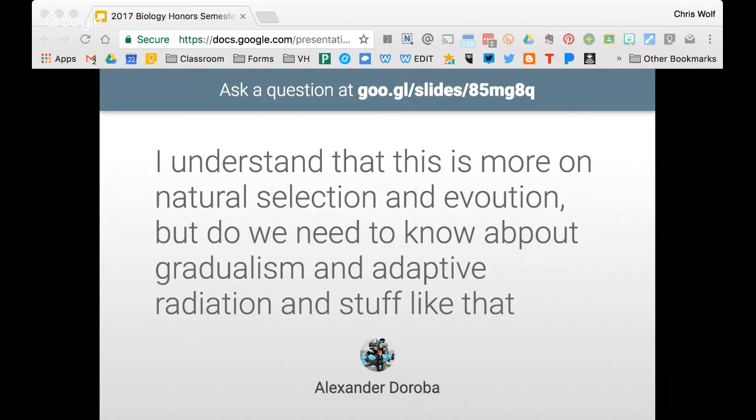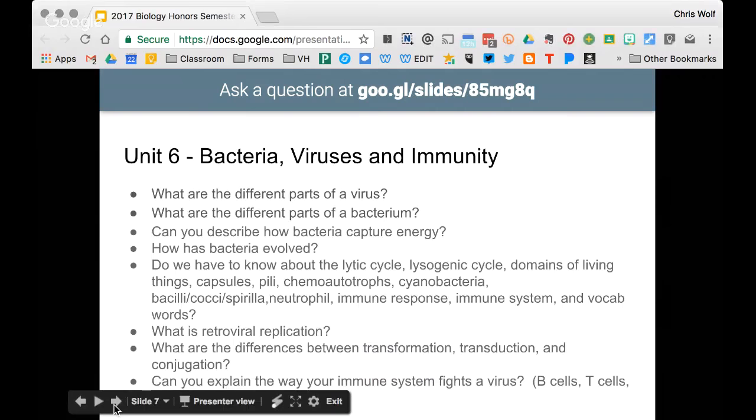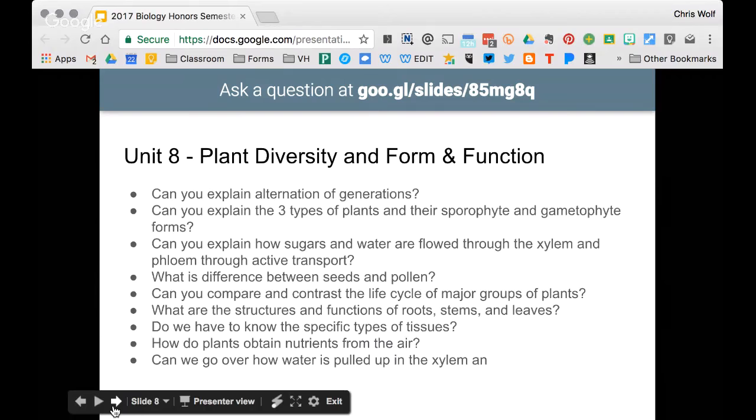Okay, I just want to make sure I've covered all the questions that were on these slides before we go. How do plants obtain nutrients from the air? That's through diffusion of CO2 into the stomata. Okay, I think I talked about all this stuff on the plant unit slide.